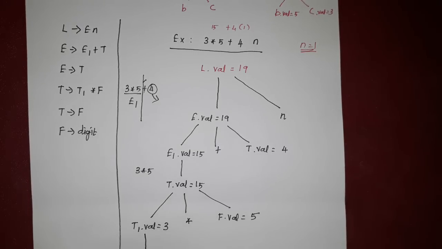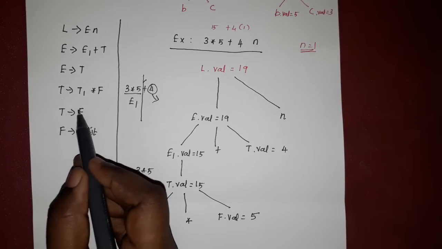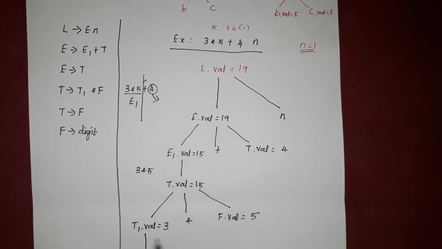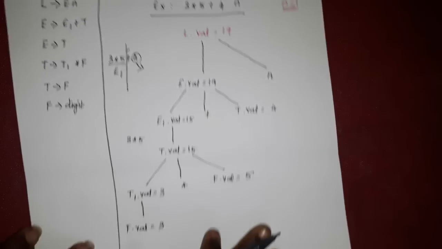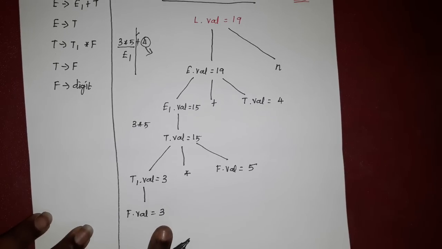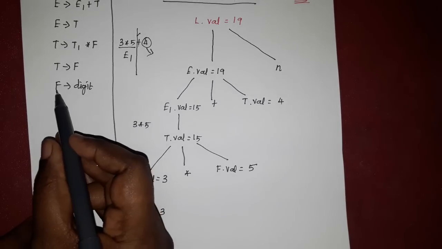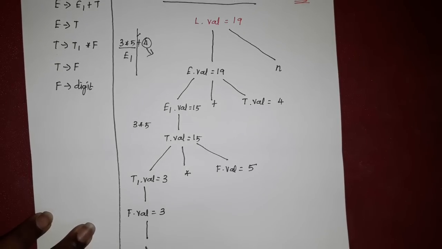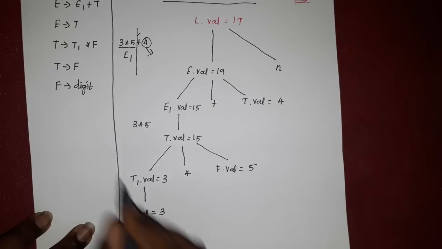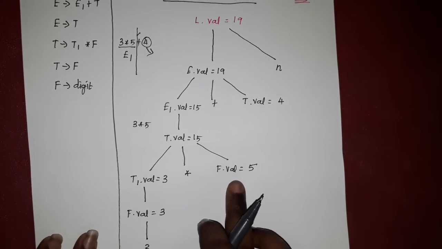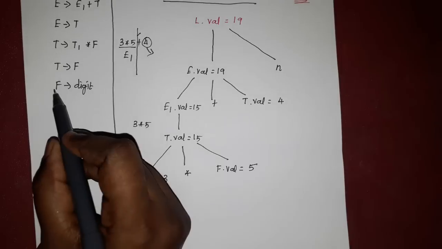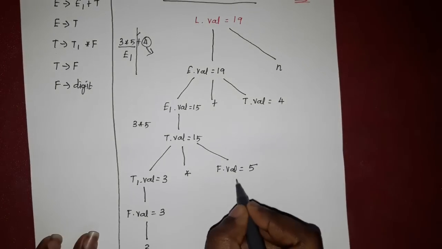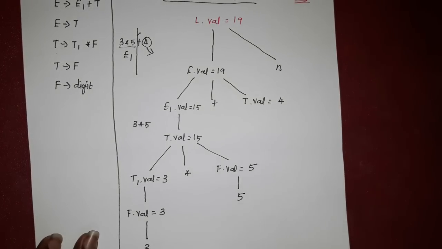So T dot value is equal to F dot value is equal to the same value 3, because T is equal to F, T dot value is equal to F dot value. So T1 dot value is equal to F dot value is equal to 3. The final one is F dot value is equal to digit. So F dot value can directly store the original digit value. So F dot value is equal to digit, and this also F dot value is equal to 5. Here F dot value is equal to digit, so F dot value is equal to 5.